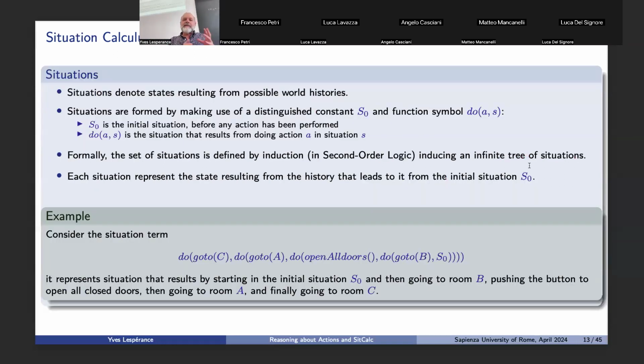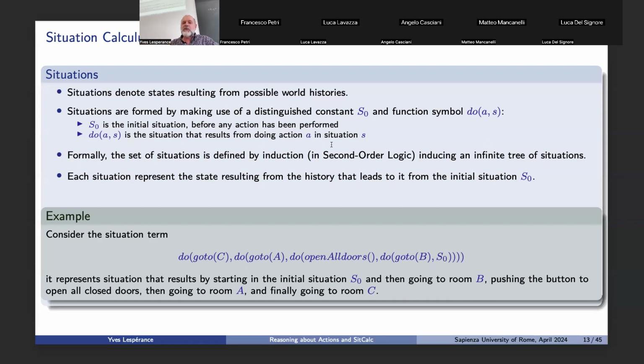So everything clear so far? Yep. So let's talk a little bit more about situations. We can take them as representing the state that results from a particular history. So doing a sequence of actions starting from the initial state gets you to a particular situation. In some ways, you can think of a situation sort of like a list of the actions that have been done to get there.